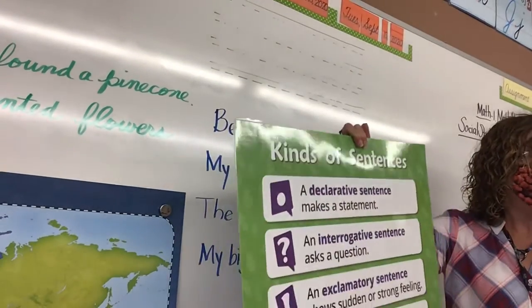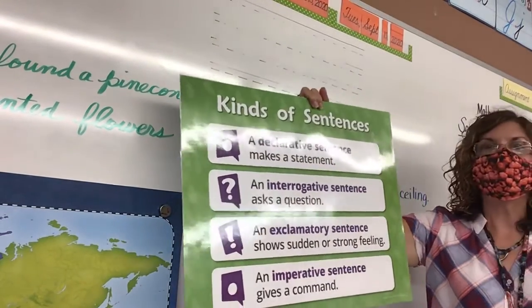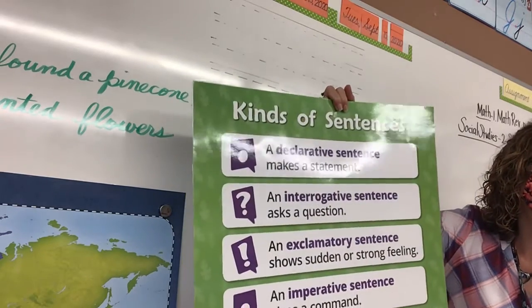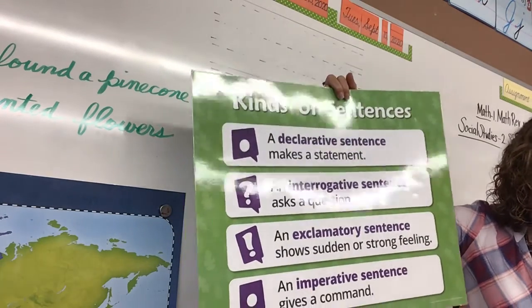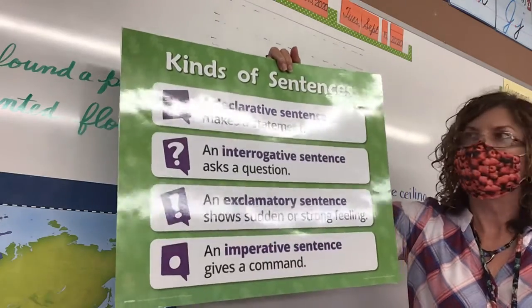Language by reviewing for the quiz. First thing that's going to be on your quiz is kinds of sentences. They will give you sentences. You have to tell me what kind of sentence it is and how to punctuate it. Owen, eyes up here. All right.